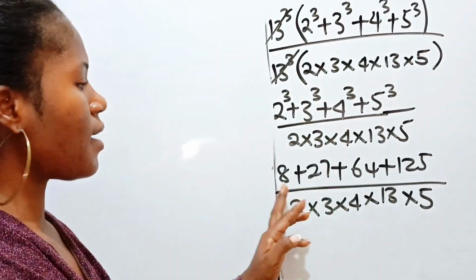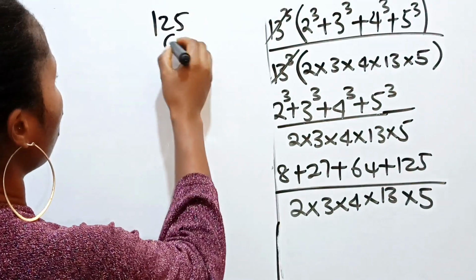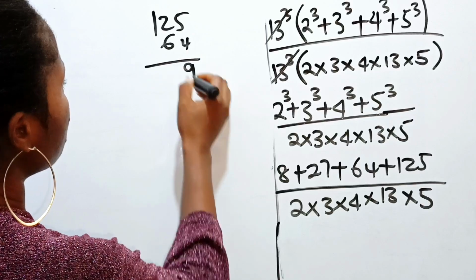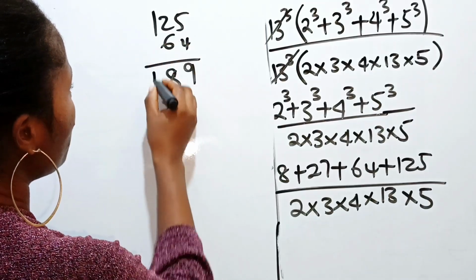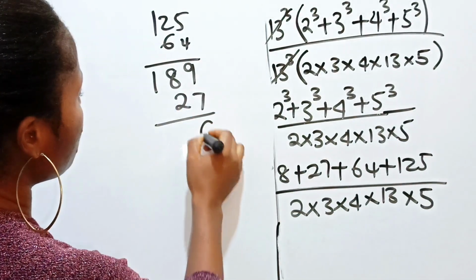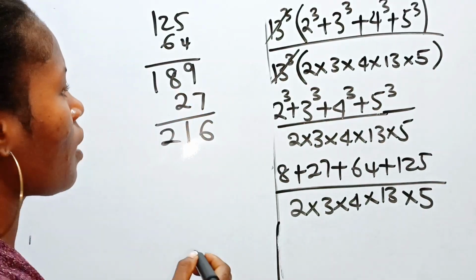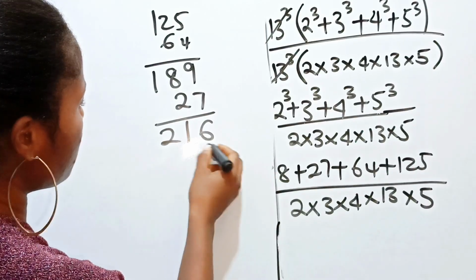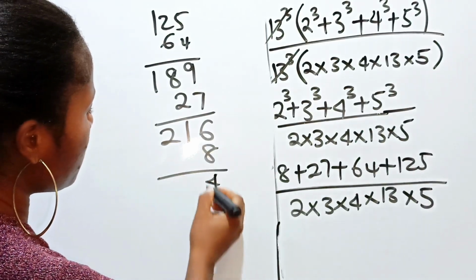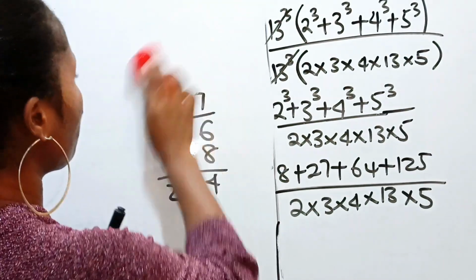Thank you. Now let's add this together. 125 plus 64: 5 plus 4 gives us 9, 2 plus 6 gives us 8, and 1 gives us 1. Plus 27: 9 plus 7 gives us 16, carry 1, then 8 plus 2 plus 1 gives us 11, carry 1 and 2. Now plus 8: 1 plus 8 gives us 9... so we are going to have 224 as our numerator.